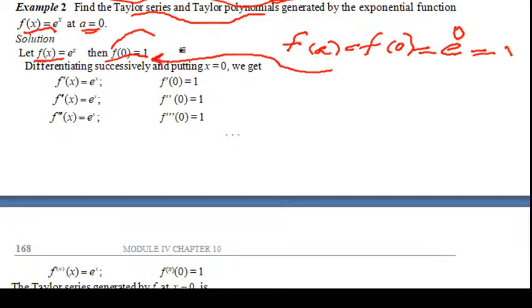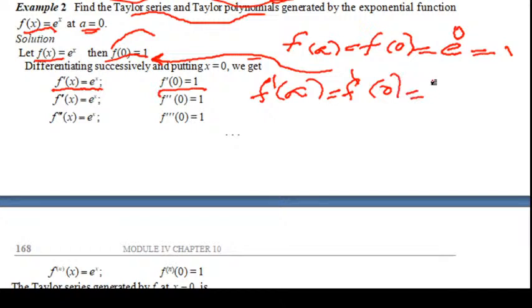Now next we find f prime of x. We know that the derivative of e raised to x is e raised to x itself. So f prime of x is e raised to x. And what about f prime of 0? What does f prime of 0 mean? F prime of a, that is equal to f prime of 0, which is equal to again e raised to 0, which is equal to 1.